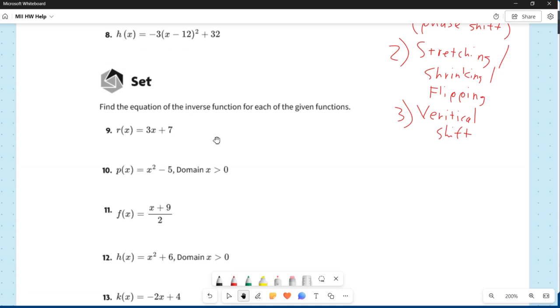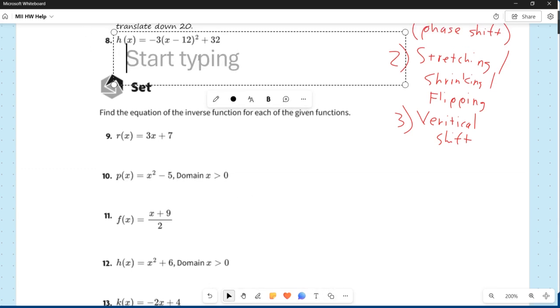Question 8. 8 is a quadratic, so we have taken our parent function of x squared, and we've replaced the x with x minus 12. We've also introduced a coefficient on the squared term. It used to be 1, now it's negative 3, and then we've had a vertical shift at the end. So let's go ahead and describe all that.